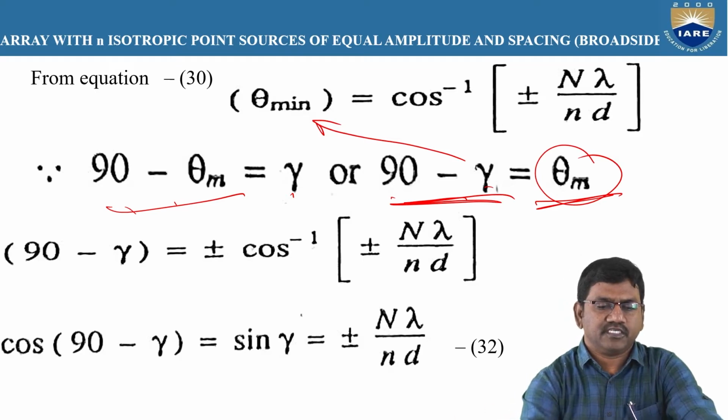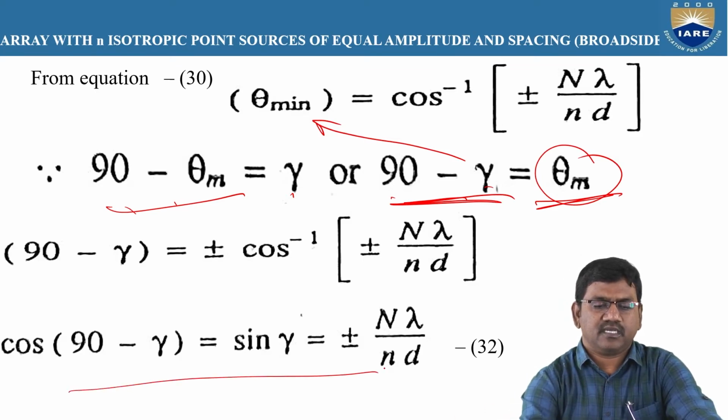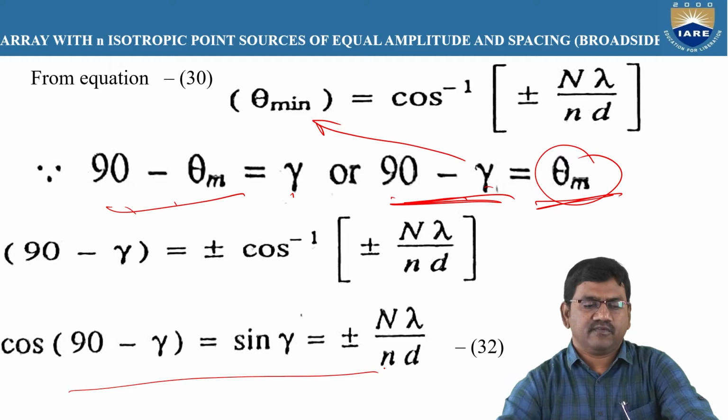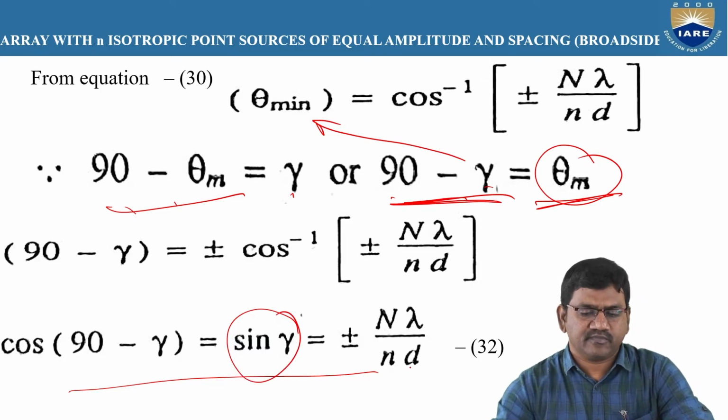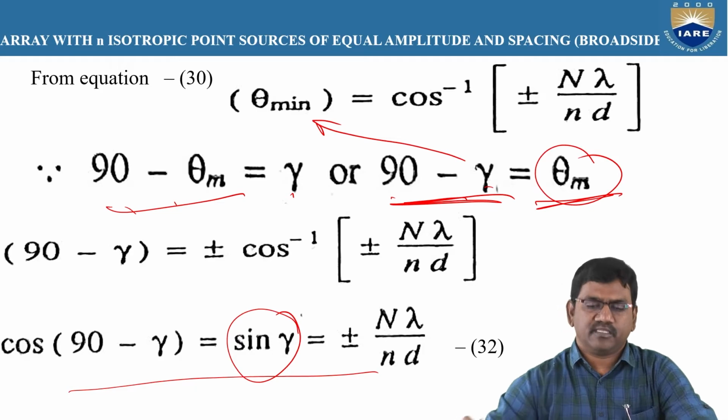So if you substitute here, cos of 90 minus gamma is equal to sin gamma. You know that cos of 90 minus theta is equal to sin theta. That means sin gamma is equal to plus or minus n lambda by n d. This is the expression we got by simplifying mathematically.